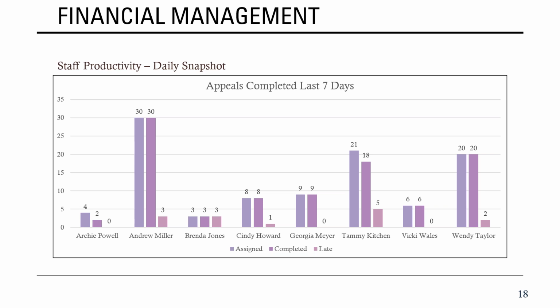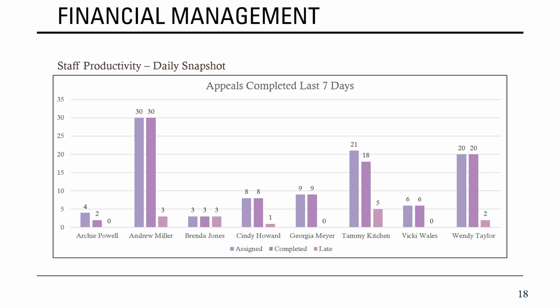So if you have someone who's chronically late on getting their appeals completed, then you might want to say, for example, Brenda Jones was assigned 3. She got all 3 of hers completed in the last 7 days, but she did all of them late. When we assign appeals out to our staff, we have an expectation of when those appeals will be completed. Now, were they late for a reason, maybe Brenda was out sick for a couple of days?